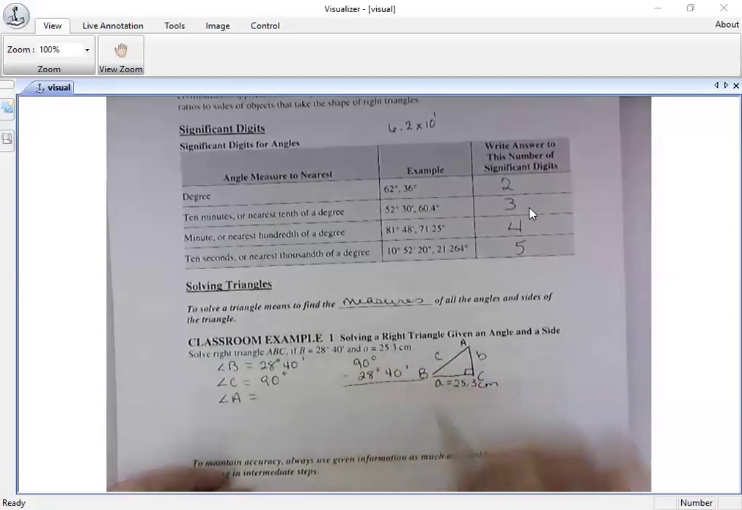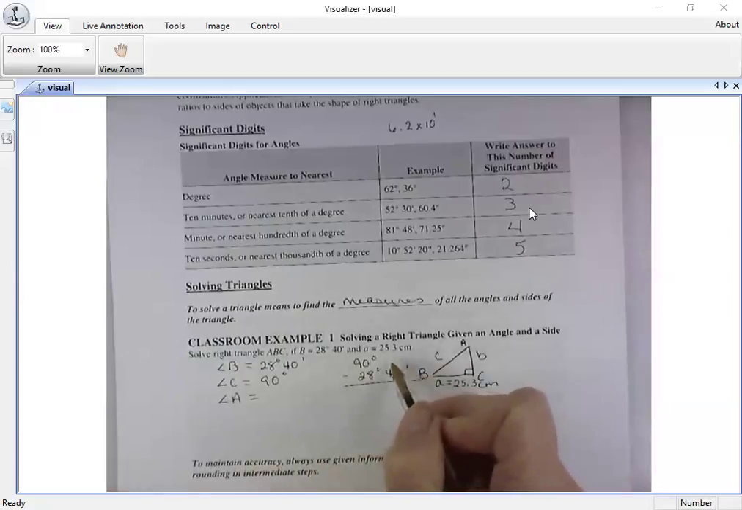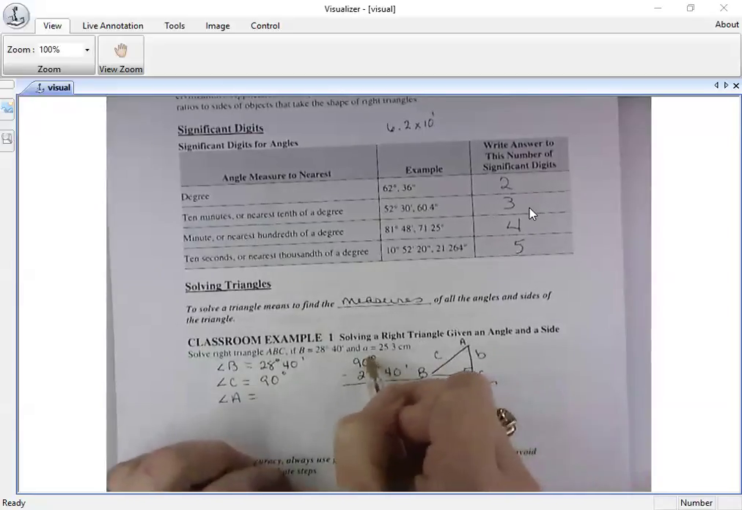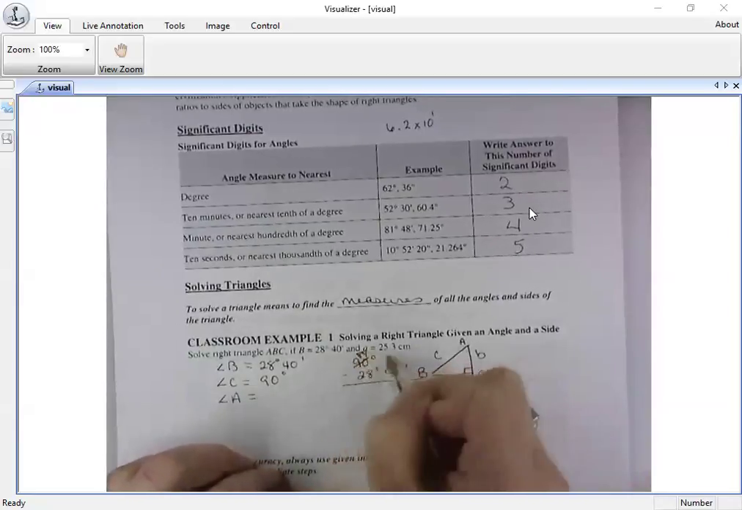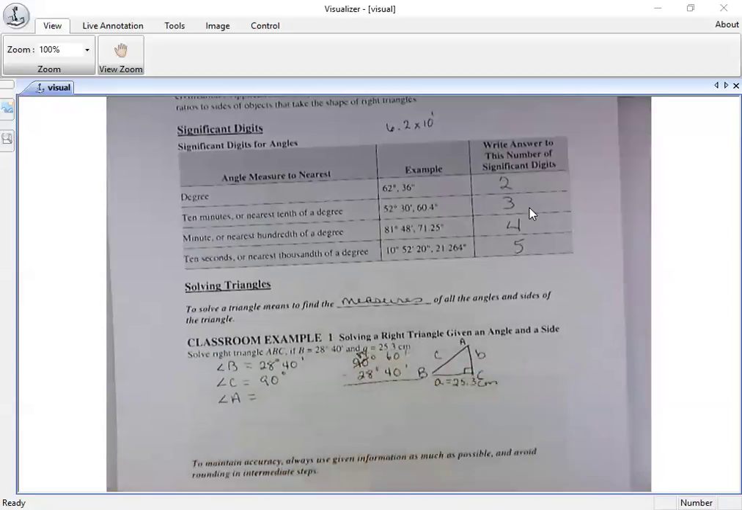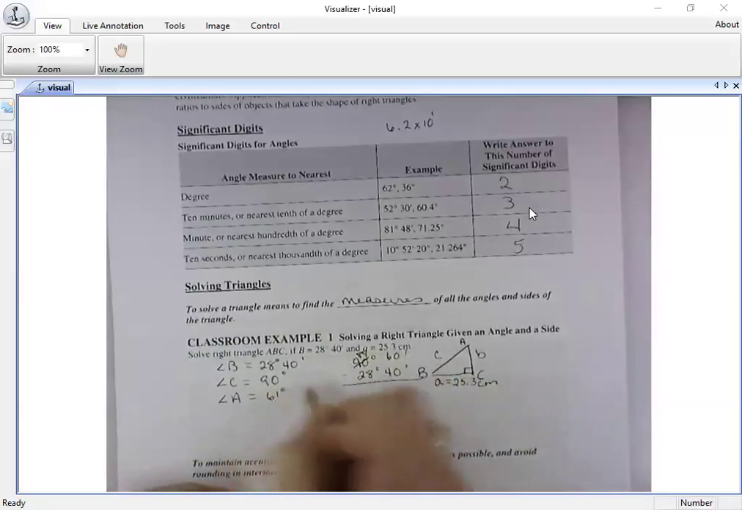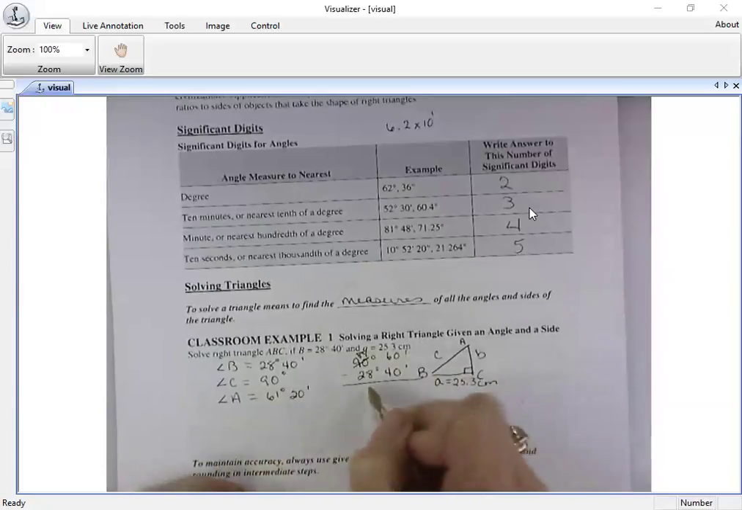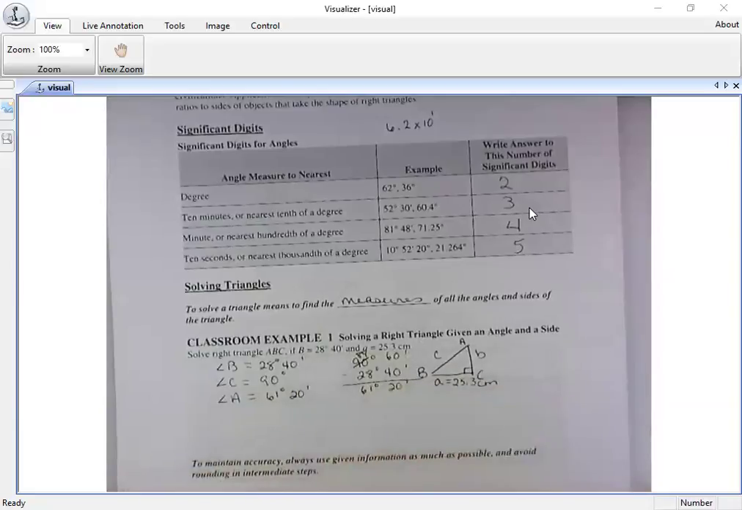Now let's see if you remember how to do this. I am going to need some minutes over here. So how do I get that? I got to borrow. So this 90 degrees will turn into 89 degrees and 60 minutes. Tell me what angle A's measure is going to have to be. 61 degrees, 20 minutes. Agreed? Because if I subtract this out, that's what I'm going to get. All right, so I have found all of the angle measures.